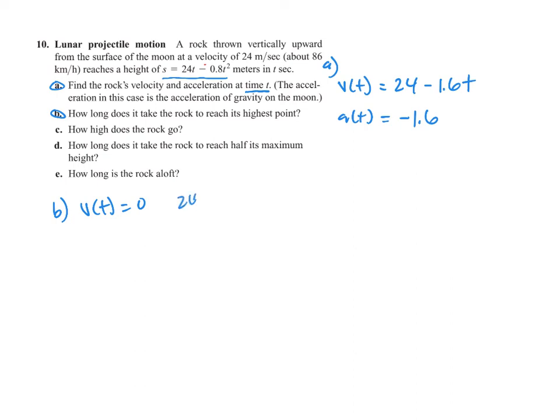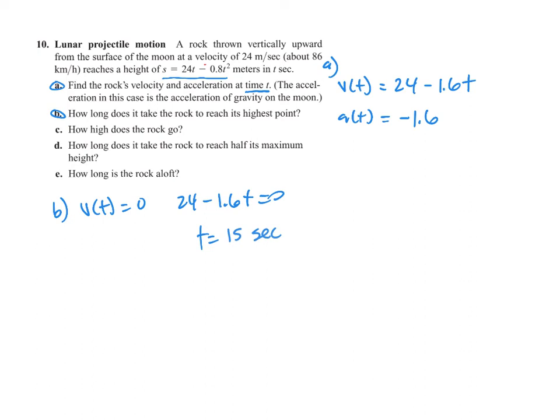So that means 24 minus 1.6t equals 0. I need to divide 24 by 1.6 to figure that out, and that is 15. So at 15 seconds, this thing reaches its highest point. It's thrown straight up in the air, and right before it turns around to come down, it stops. For an instant, the velocity is 0. And that's when it reaches its highest point before it starts coming back down.